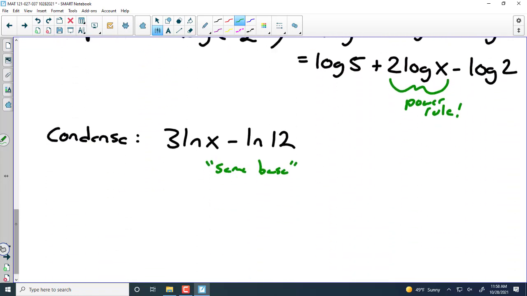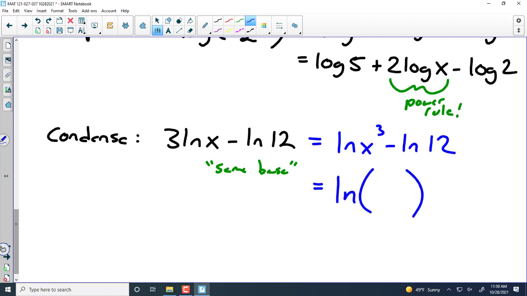Does one of these have a number in front of it? Yeah. Can we bring up that power and make it a power? Yeah, let's do that first. So the first thing we do is we bring that up like that. And then we turn it into one logarithm. What goes on top? X cubed, because it has an invisible plus sign in front of it. What goes on the bottom? 12, because that logarithm had a minus in front of it.